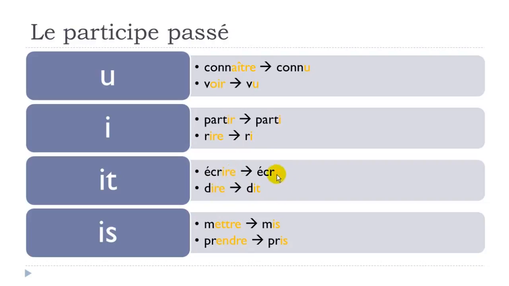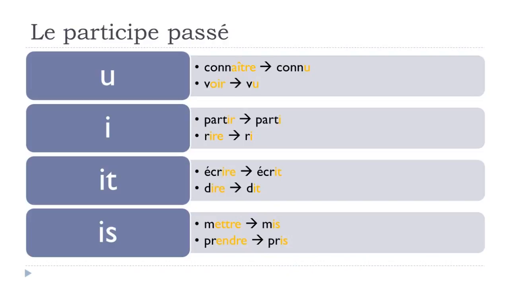I-R-E will become I-T, okay? Écrire, to write, will become écrit. Remember that phonetically this final T doesn't exist, so the sound will be only this I: écrit. Dire, I-R-E, will become I-T: dit. Phonetically, same thing here, you don't pronounce the final T. Mettre, E-T-T-R-E, will become I-S, final S not pronounced, so mettre, to put, mis. Prendre, E-N-D-R-E, will become I-S. Same thing here, final S not pronounced, so prendre, pris.